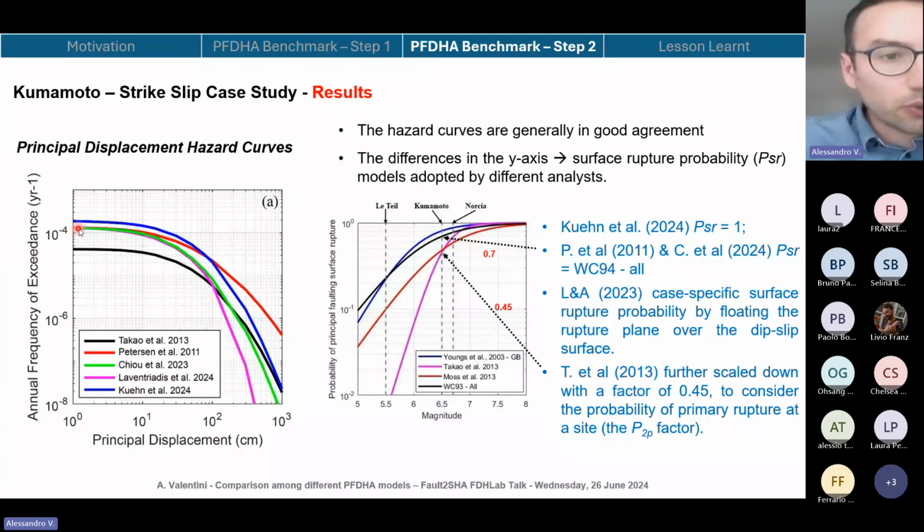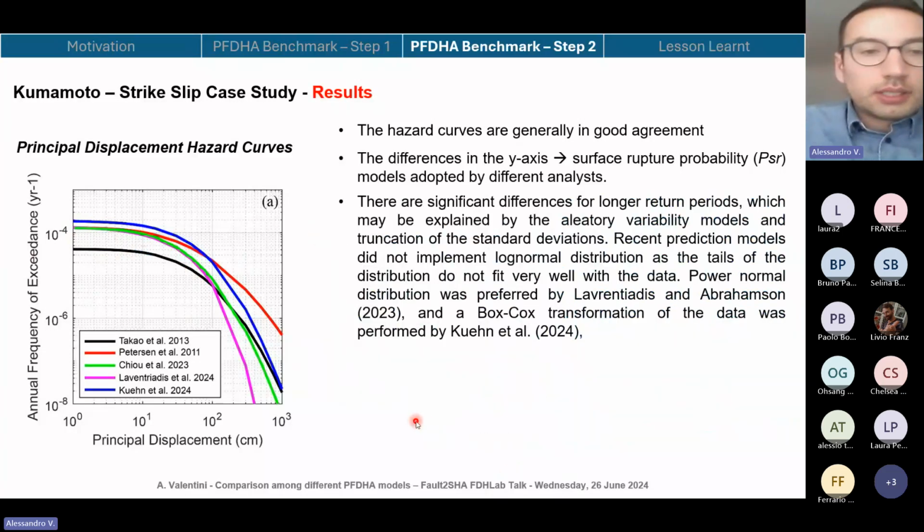The others are in good agreement also because the surface rupture probability models range from 0.7 to 1. In addition, there is a significant difference, specifically for longer return periods, and this can be explained by aleatory variability in the models and the truncation of the standard deviation in the fault displacement model.